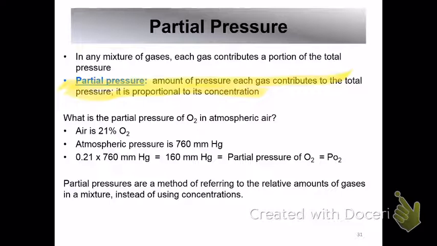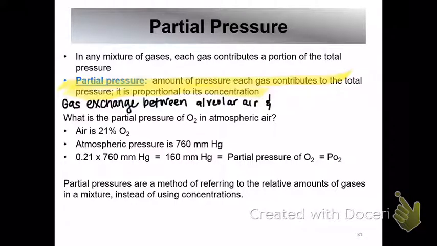So it says, what is the partial pressure of oxygen in the atmosphere? The air is approximately 21% oxygen. A lot of it is nitrogen. Some of it is CO2. Atmospheric pressure is 760 millimeters of Hg, mercury. But write this in. It's the gas exchange between alveolar air and capillary blood pressure.